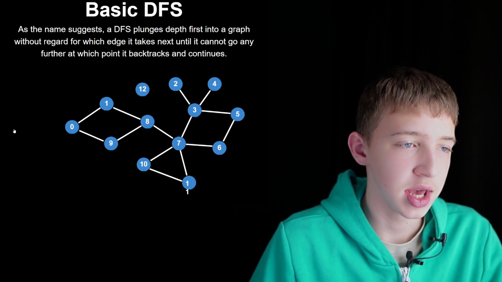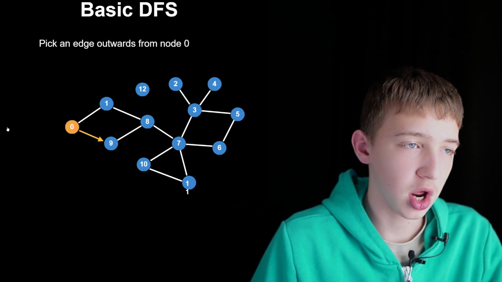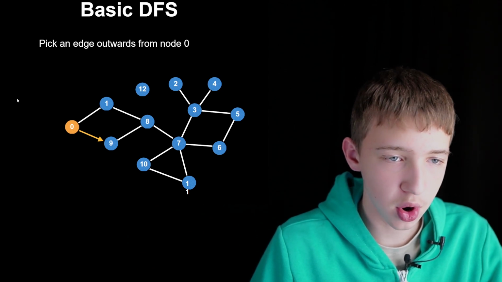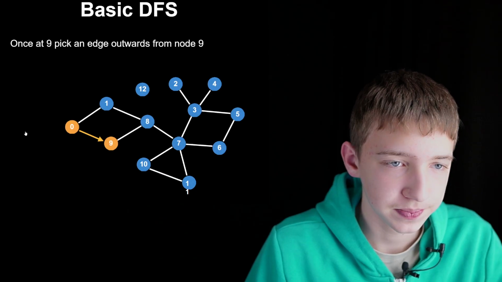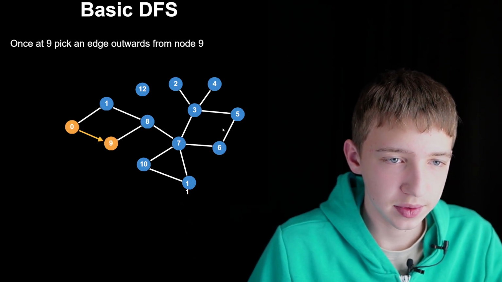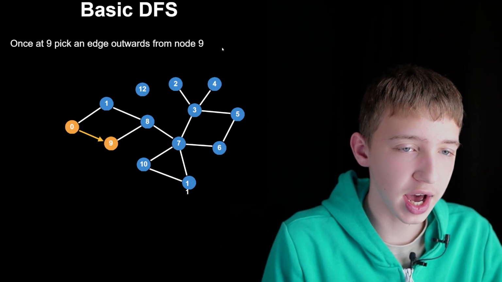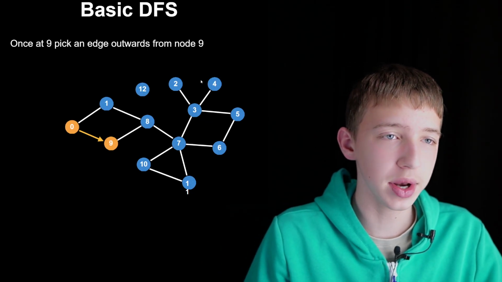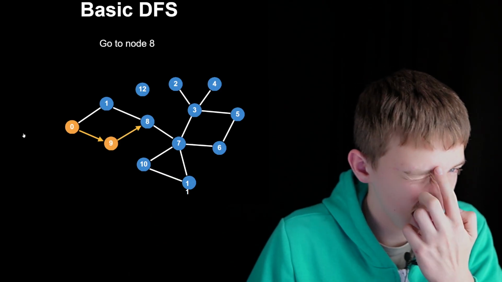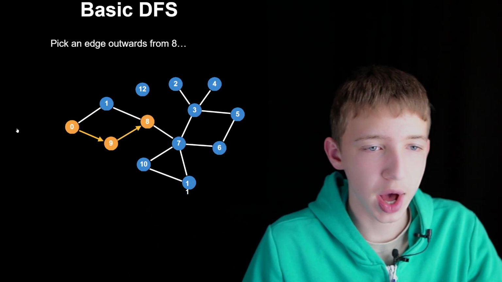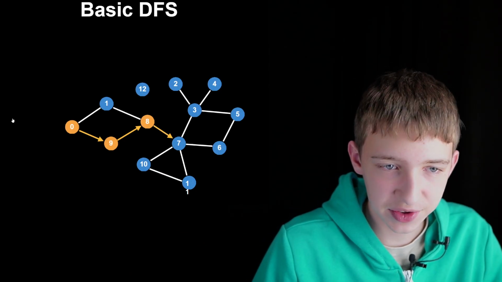All right, so let's start our depth first search with node 0. We're now picking an edge outward from 0. We can go to 9 and 1. Let's go to 9. From node 9 we can go only to node 8. There is only one edge from node 9, that is 8. And here we can go to 1 and 7. We randomly pick node 7.